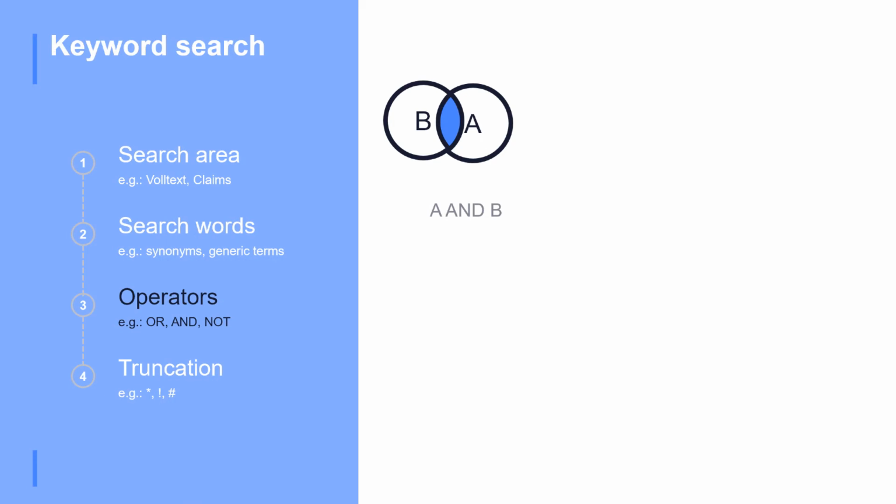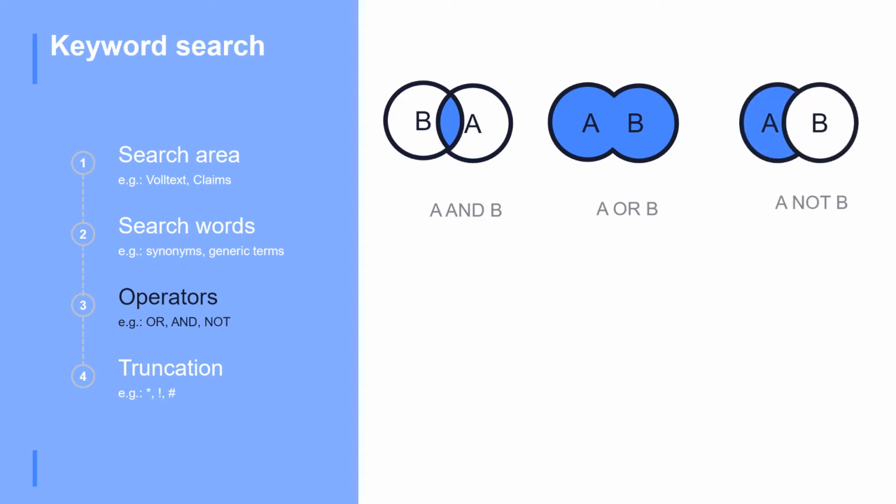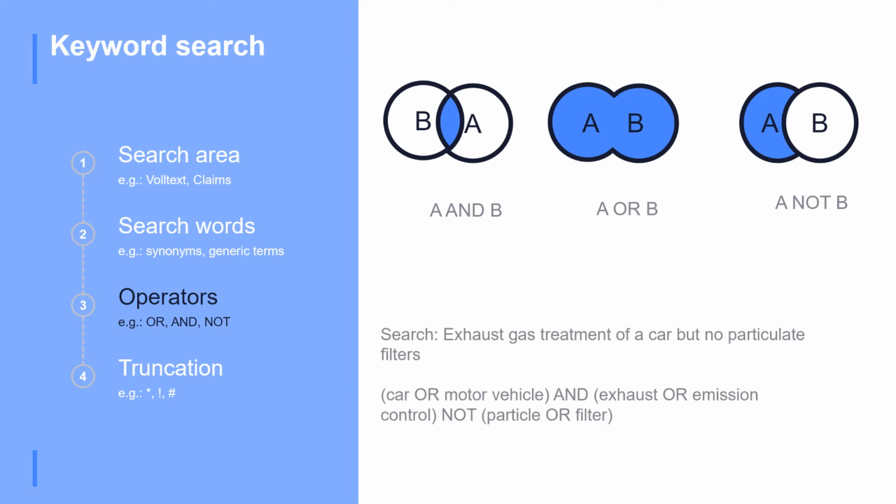The keyword search is linked with operators. Terms linked with AND describe an intersection. Terms connected with OR describe a union. And search queries linked with NOT contain the set of A, but nothing where B occurs. As a small example, we look at a search on the topic of exhaust gas cleaning. We want to find everything on the topic of exhaust gas purification of a car, but no particulate filters.